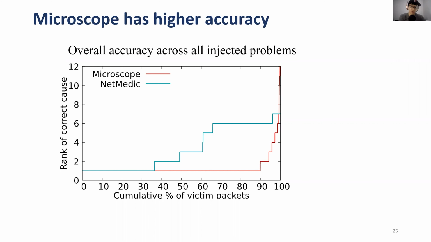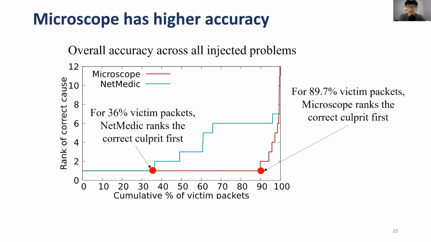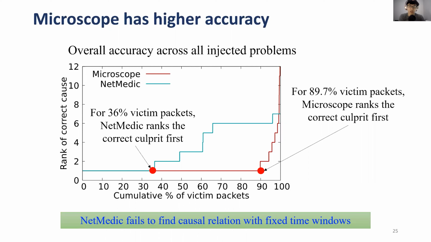This figure shows the result. The x-axis represents the cumulative percentage of victim packets, and the y-axis represents the rank of the correct cause for each victim packet. Let's look at certain points. This point means for 89.7% of victim packets, Microscope successfully ranks the correct cause first, while for only 36% of victim packets, NetMedic ranks the correct cause first. We checked the results from NetMedic and observed that NetMedic failed to find causal relations with a fixed time window, because it usually misses correlation when many noisy events exist in the same time window.